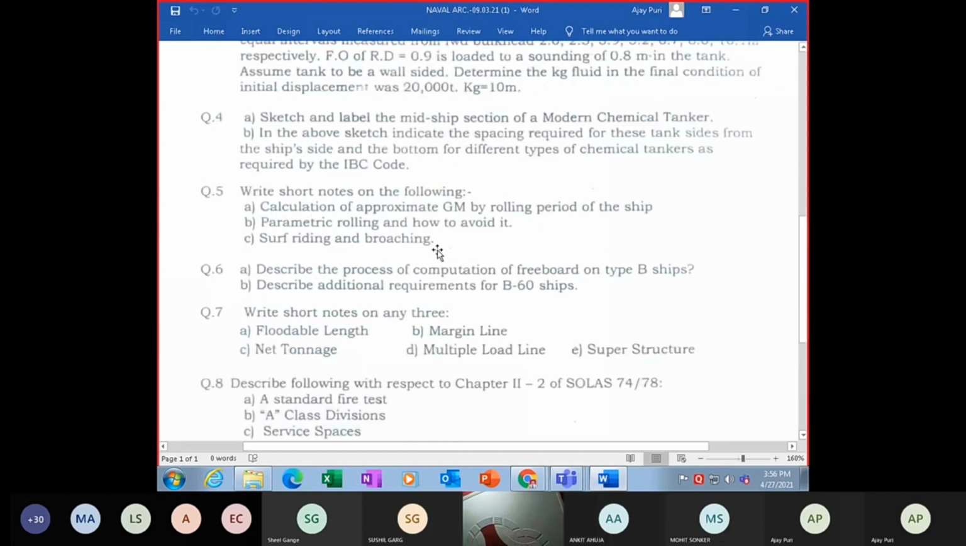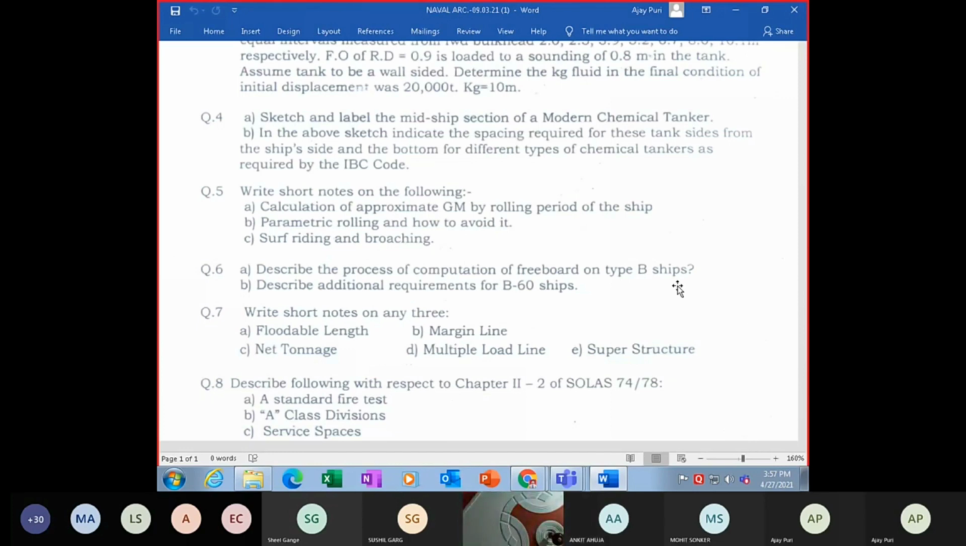Fifth is not my area, so that will not be covered by me. Sixth is your computation of freeboard on type B ships. So what is the process? You take a tabular freeboard and how you do that computation. What corrections do you apply? Whatever corrections you apply on type A will be applied on type B also. So you have to write about all the corrections for type B.